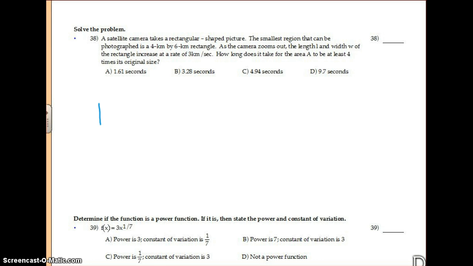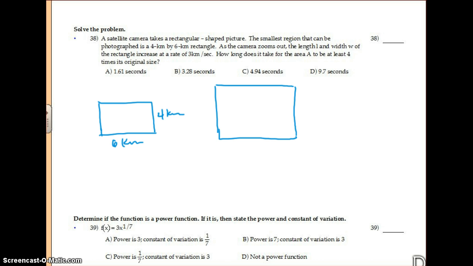So we started out, we have a rectangle, and we're going to start it out at the smallest size. That's 4 kilometers by 6 kilometers is what it starts out as. And then as you zoom out with your camera, it progressively gets larger, both the length and the width. And the width is increased by 3 kilometers every second.